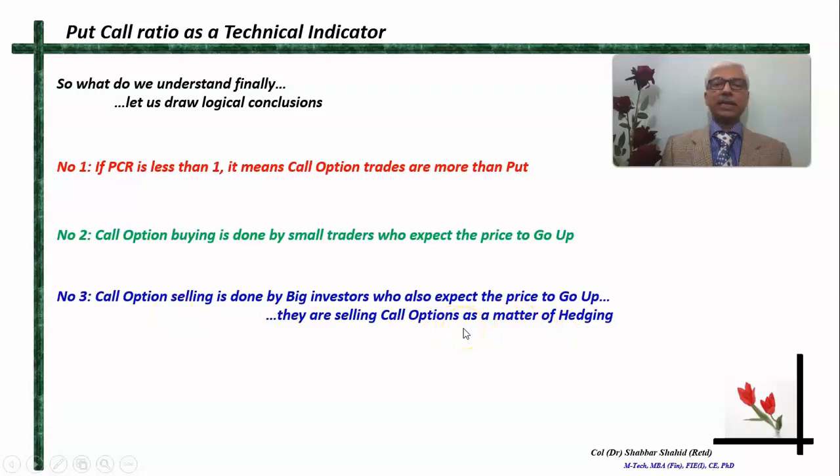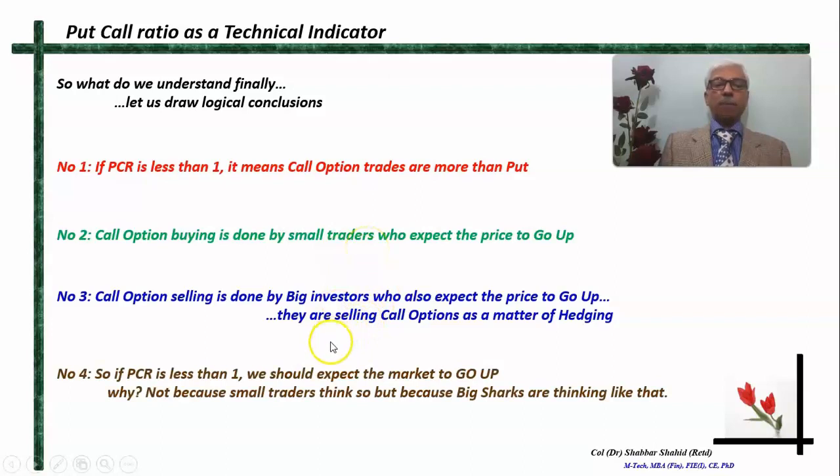They are afraid, though their analysis tells them that the market is going to go up, that just in case it does not go up, then what? So they are hedging themselves. Got the point? The difference between these two views?